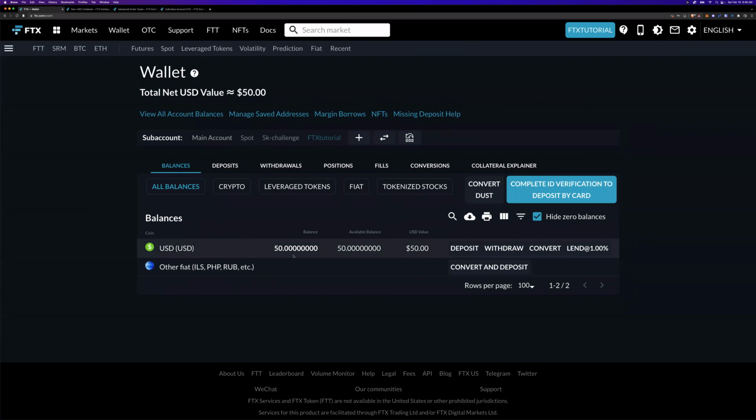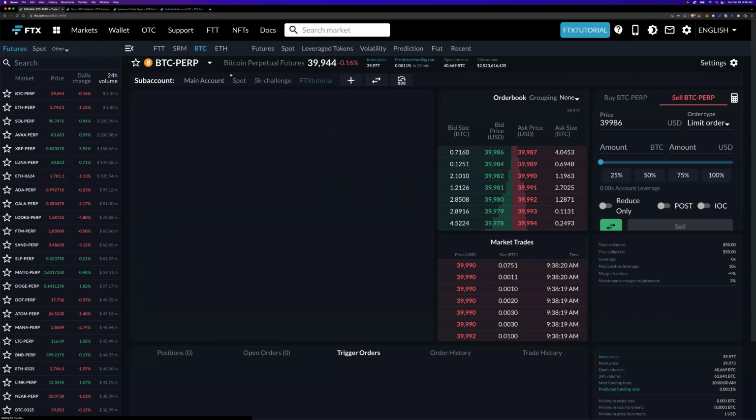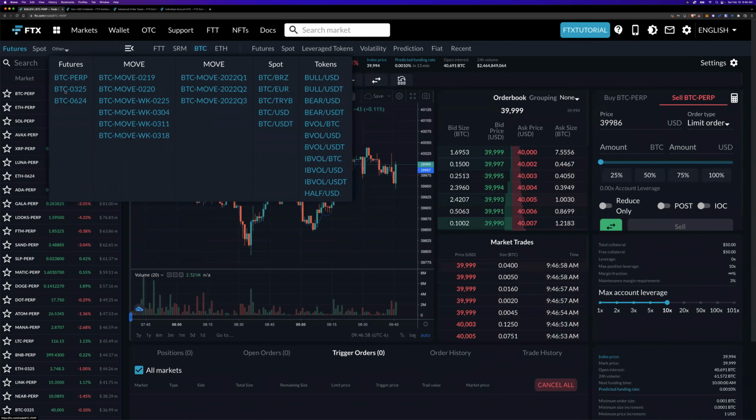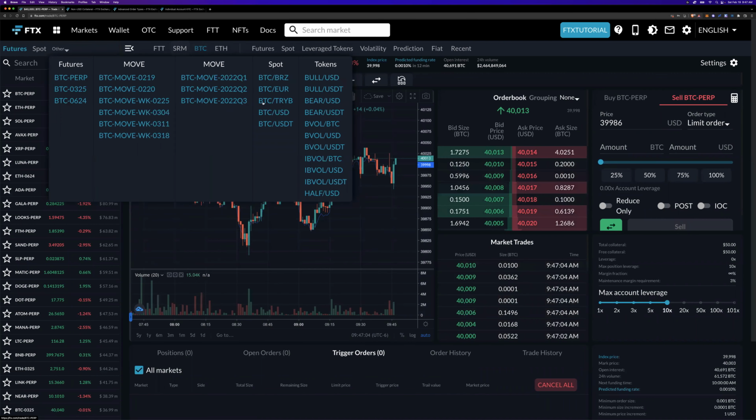So here's a perfect example. I have $50 in my account right now. If I go over here to the Bitcoin tab, which shows me different markets within Bitcoin. This is the futures market. This is the move, which is the volatility contract. Same thing here, move volatility contract. This is the spot market. And these are the different tokens and instruments to bet on bullishness or bearishness or Bitcoin volatility.